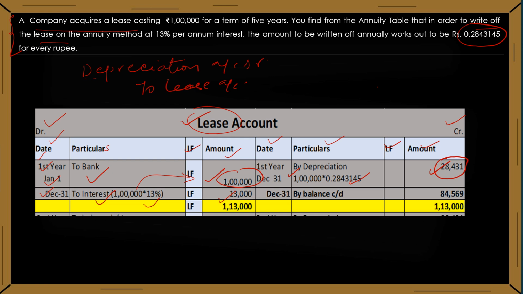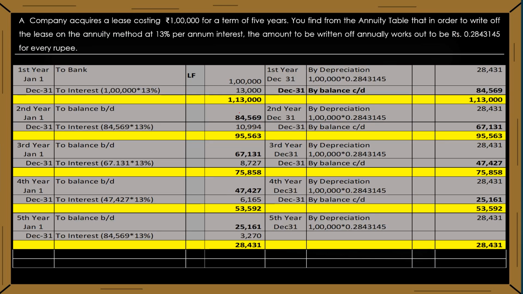Okay. Now, on seeing, we find out the debit balance total is more. So, we take the total on both the sides. 1 lakh plus 13,000 is 1 lakh 13,000 on both the sides. On deducting 28,431 from 1 lakh 13,000, you get 84,569. So, on December 31, by balance carried down, it is 84,569. See, I did not tell one thing. Depreciation will be charged at the end of the year only. So, we take the date as December 31. We have completed the lease account for the first year.